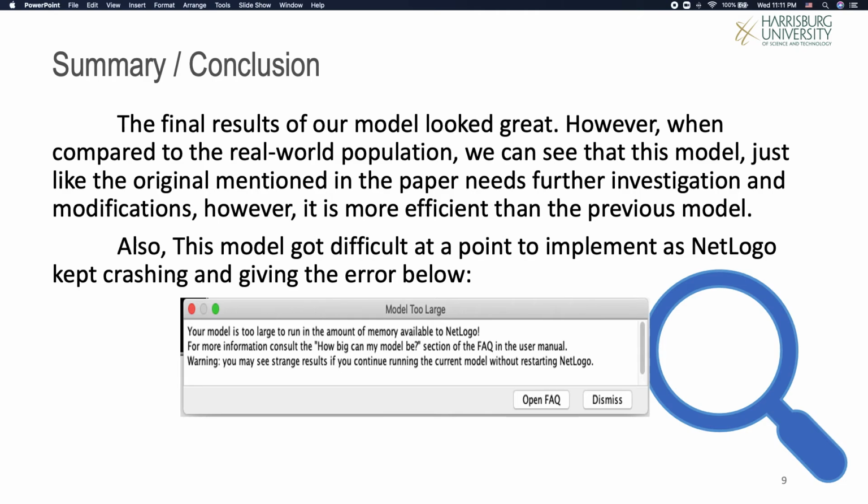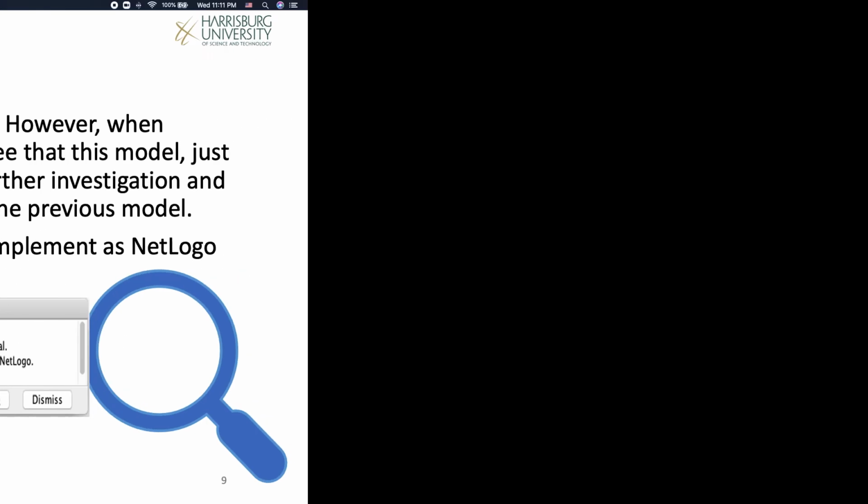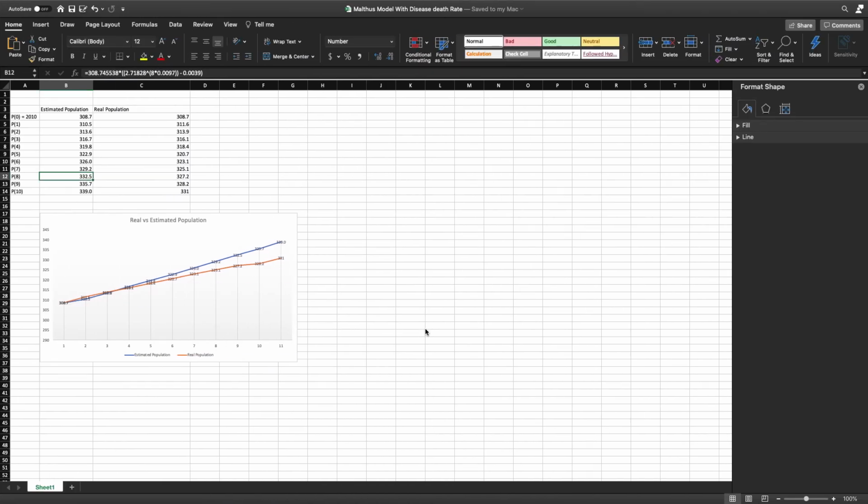Now we had an issue. We had a problem using NetLogo because it kept crashing and giving the error below. This was my first time seeing it, so we just ended up using Excel, whereby you can see we put in the new formula here, and we used that to make the calculation, and that's how we got our visualization.